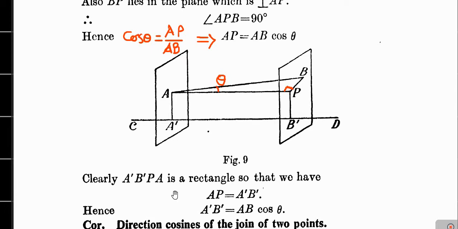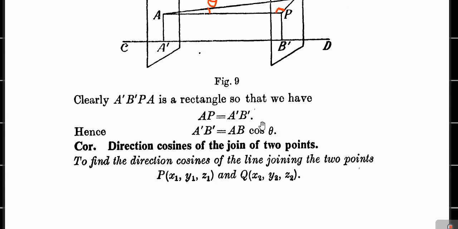So we have AP is equal to A dash B dash, and hence, by using this equation, we have A dash B dash equal to AB into cos theta. So this is the required projection of the segment AP on the line CD. The formula for finding the projection of a segment AB on the line CD is AB into cos theta, where theta is the angle between lines AB and CD. Like this, we have proved this important theorem.